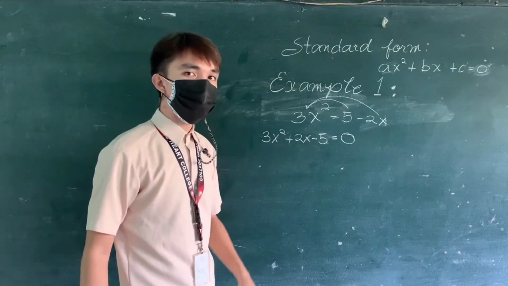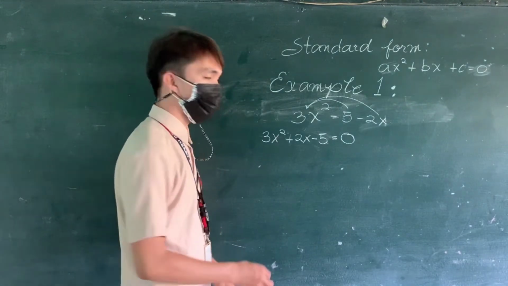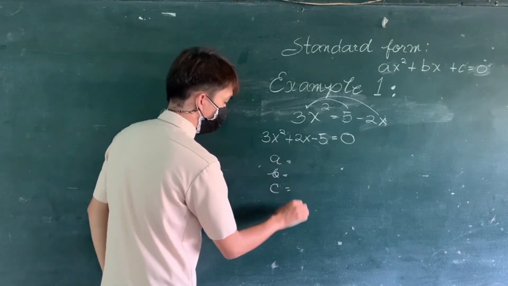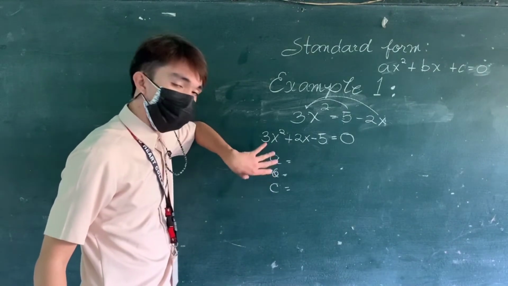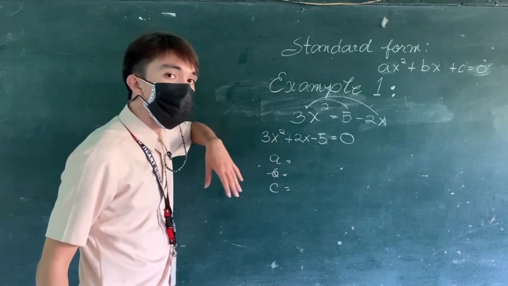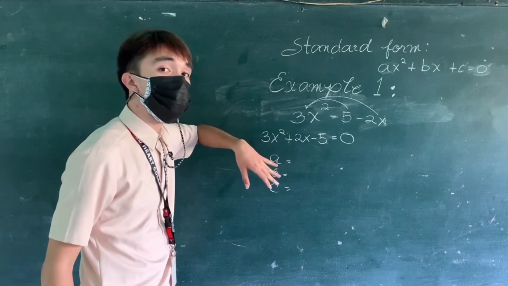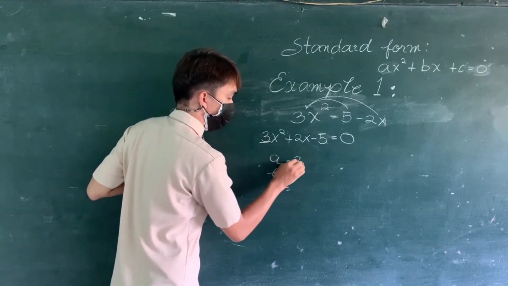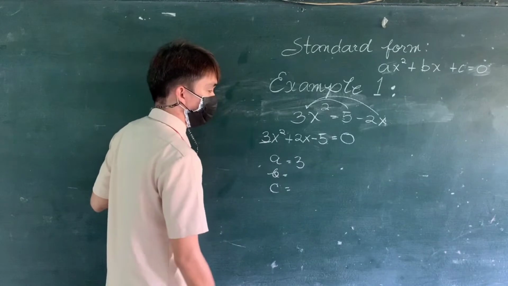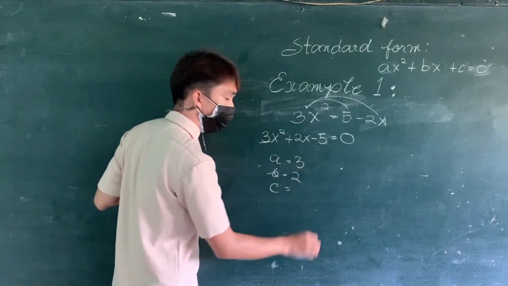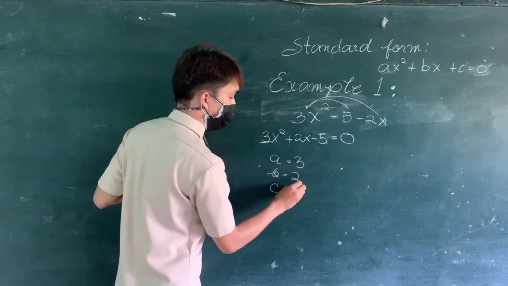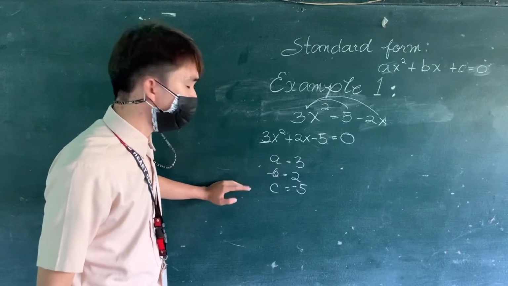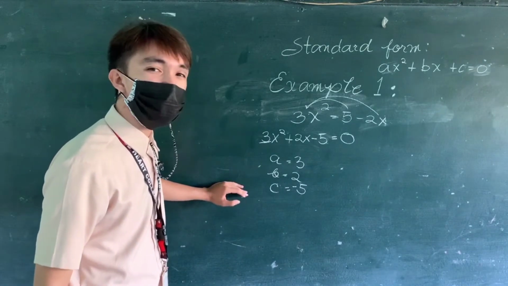So this time, we are going to identify the values of a, b, and c. Take note, the values of a, b, and c are purely constants, or just the coefficients of the variables whenever it is written beside a variable. For the value of a, we have 3. The number only. For b, we have positive 2. For c, we have negative 5. So always include the sign. If it's negative, then write it negative. If it's positive, then write it positive.